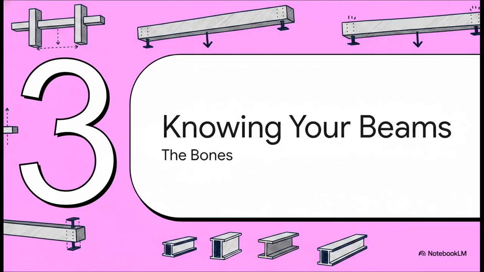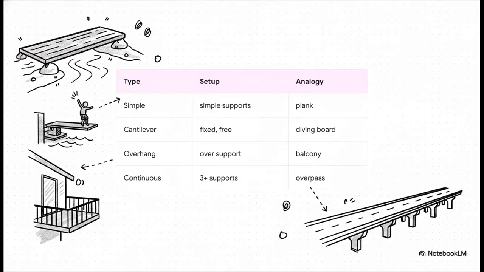All right, Section 3, Knowing Your Beams, the Bones. So we've looked at the joints. Now let's map the bones. These are the horizontal members that connect the joints and take the actual physical loads. Let's take these dry textbook definitions and bring them into reality. A simply supported beam rests on simple supports. Think of a loose wooden plank just placed across a small creek.